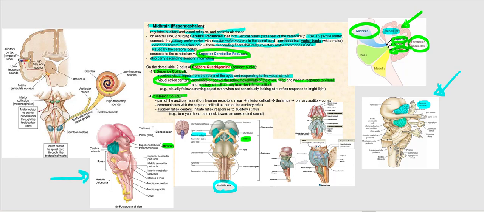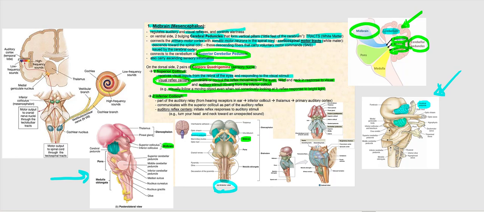For example, if you see a bright light flash on your left side, you immediately will turn your head and neck, as well as your eyeballs, as you look at that bright flash of light that has just flashed along your left side. That's because of your superior colliculi.